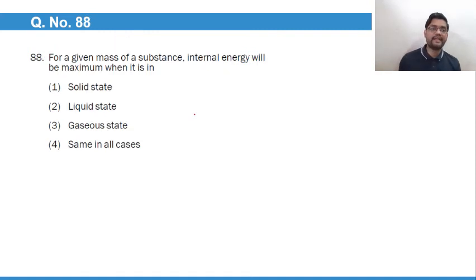Okay, 88. For a given mass of a substance, internal energy will be maximum when it is in gaseous state. Okay, then liquid and then solid state. So the maximum is in gaseous state.